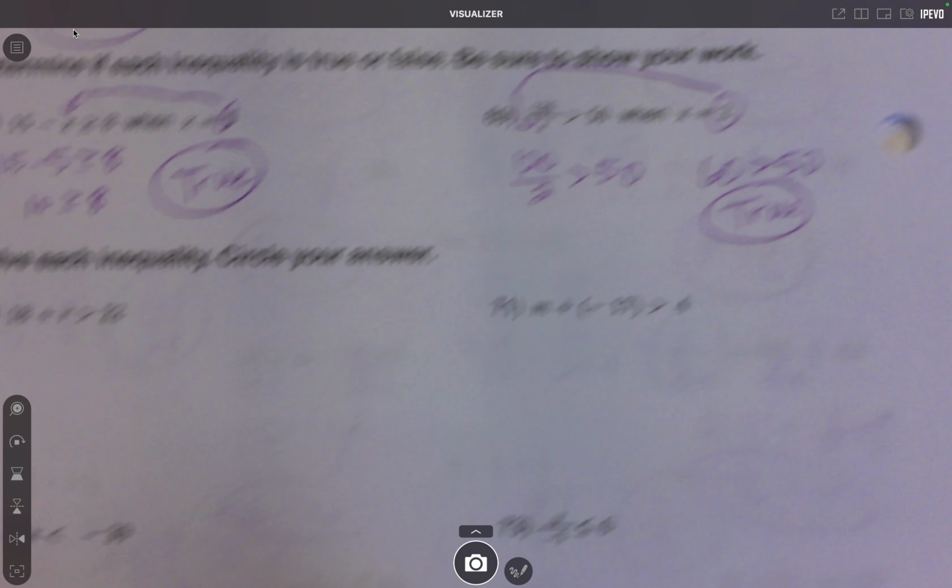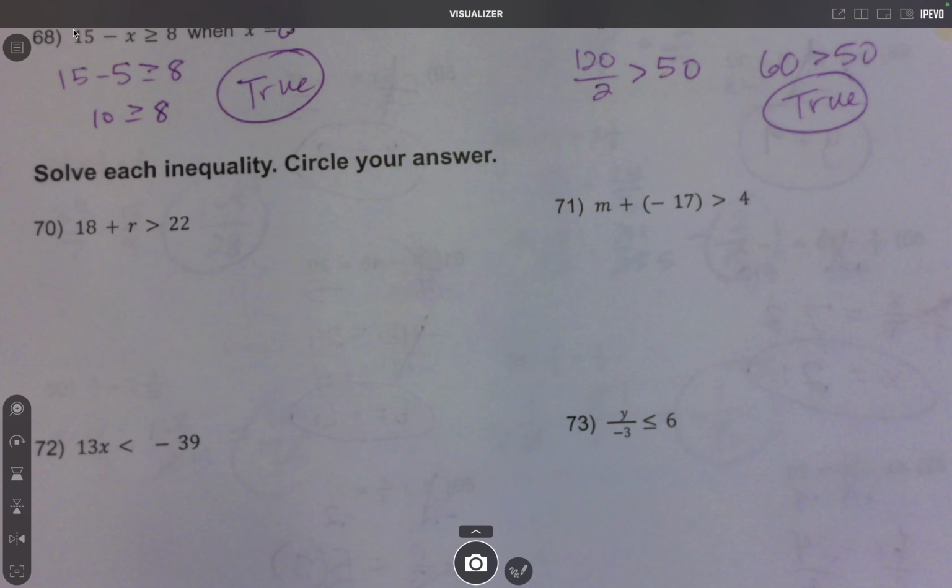Okay, now these next few are inequalities. This really does work the same way as solving equations. The only difference is that when you multiply or divide by a negative number, then you have to flip the inequality sign. And we'll see an example of that soon. But otherwise, the process is the same. You're trying to get the variable by itself.